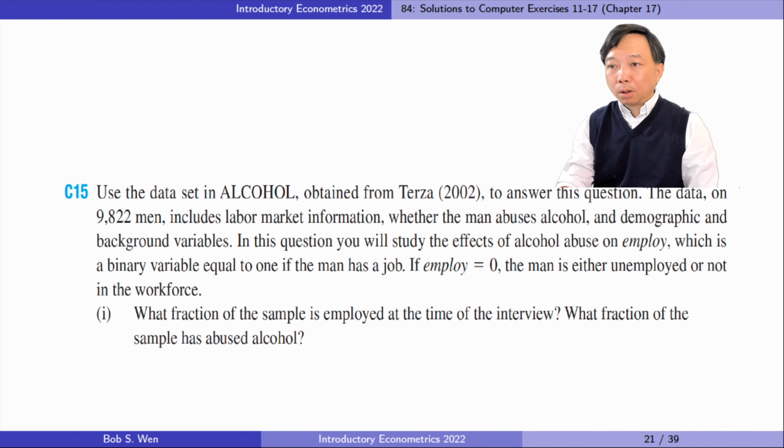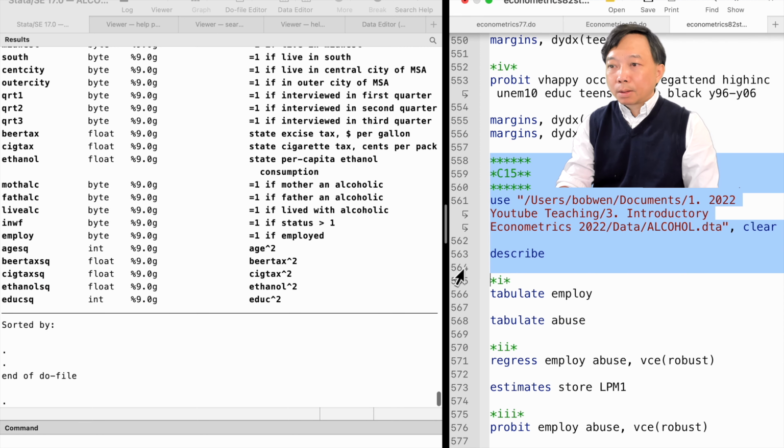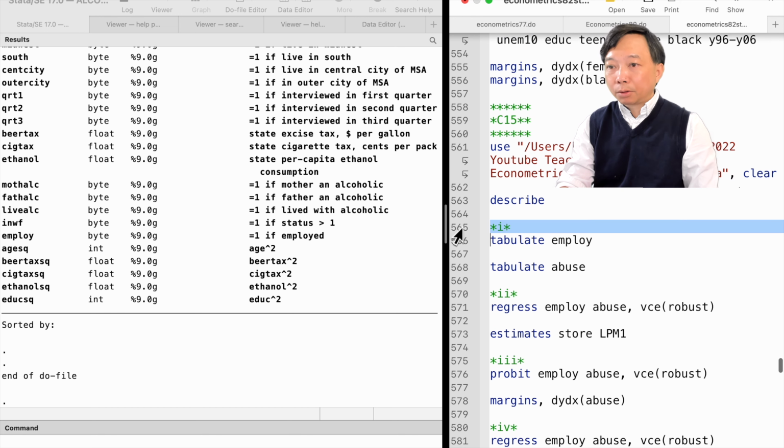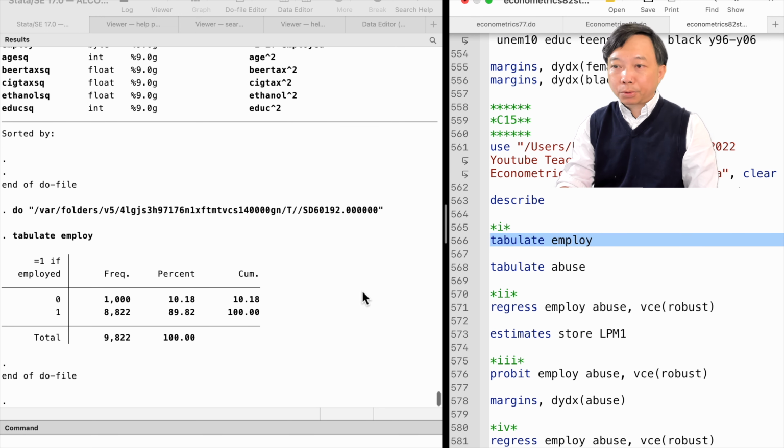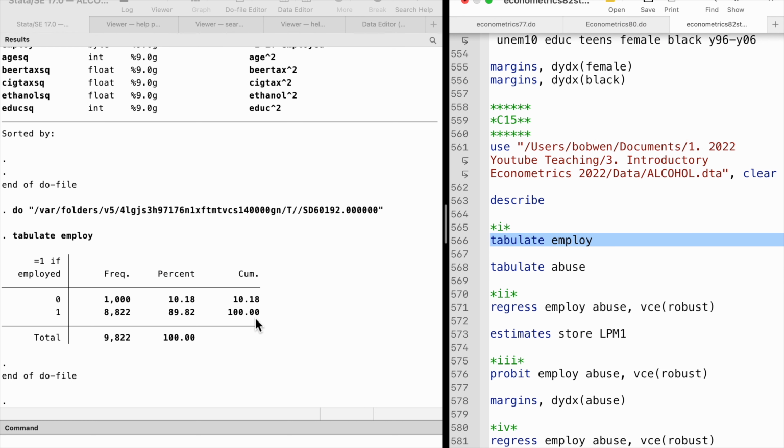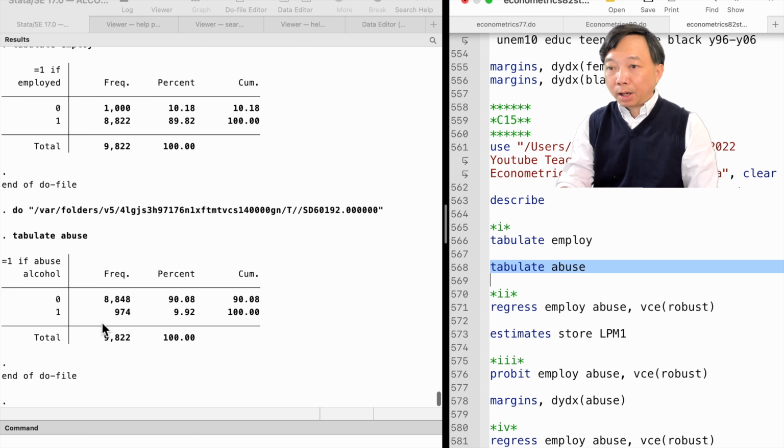In Part 1, what fraction of the sample is employed at the time of the interview? What fraction of the sample has abused alcohol? We use the tabulate command for the binary variables. 89.82% of the sample is employed at the time of the interview. 9.92% of the sample has abused alcohol.